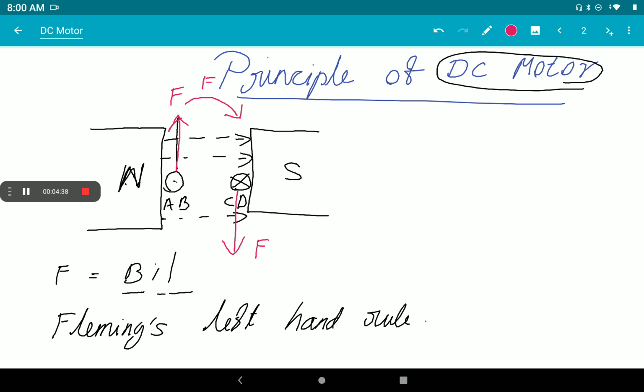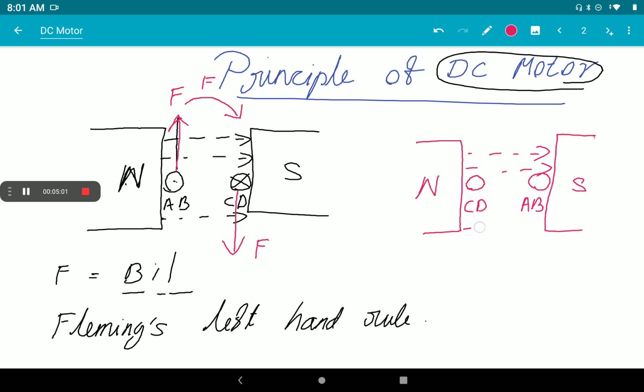Now consider the same machine, north and south pole, and the conductor. Now the conductor rotates 180 degrees. That means conductor CD comes under the north pole, and conductor AB comes under the south pole, and there will be magnetic field lines. We know that the input to a DC motor is a unidirectional current, a DC voltage. So the current direction on CD is inward and the current direction on AB is outward.